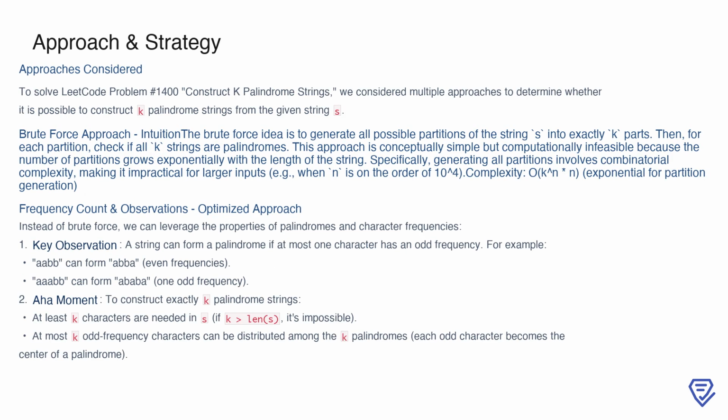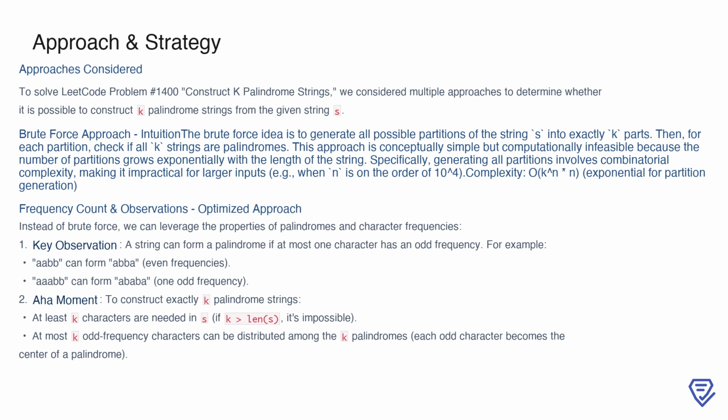To tackle the problem of constructing exactly k palindrome strings from a given string s, we explored several approaches. One initial idea was the brute force method, which involves generating all possible partitions of the string into k parts and then checking if each partition forms a palindrome. While this approach is conceptually straightforward, it quickly becomes computationally infeasible due to the exponential growth in the number of partitions as the string length increases. For example, if the string length is 10,000, the number of potential partitions to evaluate is astronomically high, making this method impractical for real-world use.